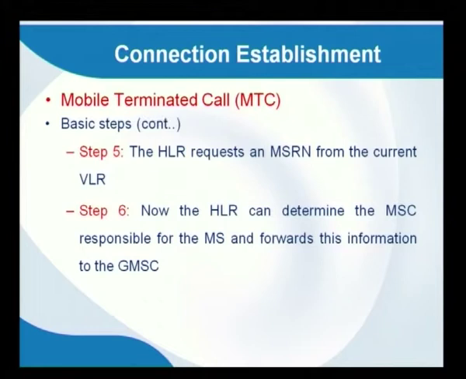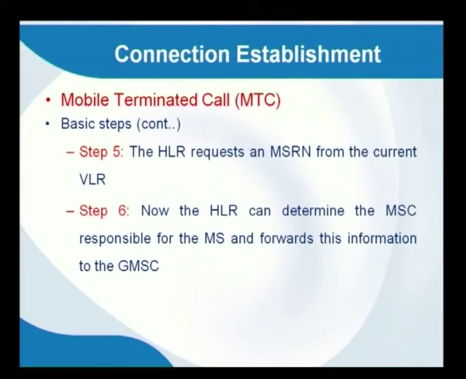In step 5, the HLR requests an MSRN from the current VLR. We already discussed that the VLR is responsible for updating the current location of the mobile users. So, in this step, the HLR makes a request to the VLR to get the current location of the mobile user. In the next step, the HLR can determine the MSC responsible for the MS and forwards this information to the GMSC. Let us stop our discussion at this point and continue after the break.